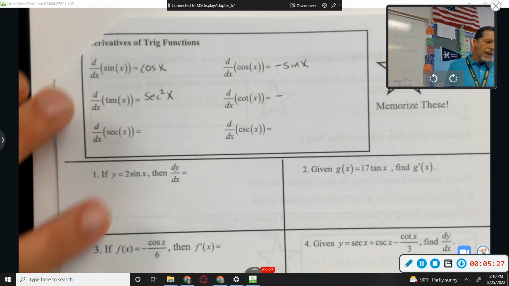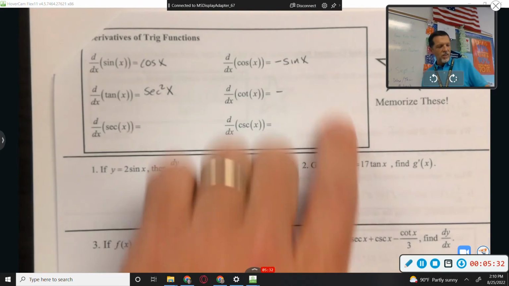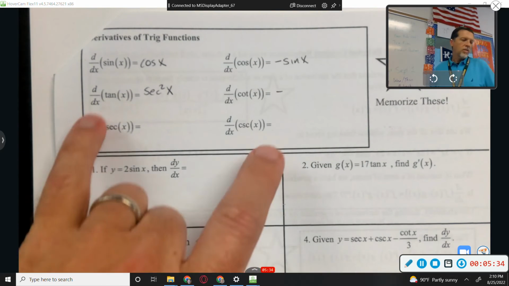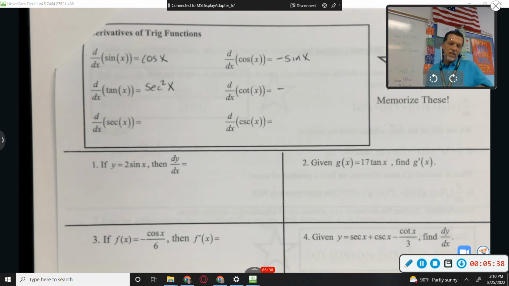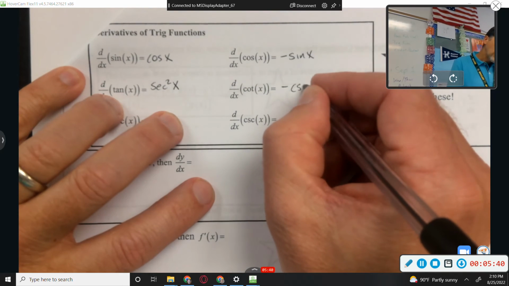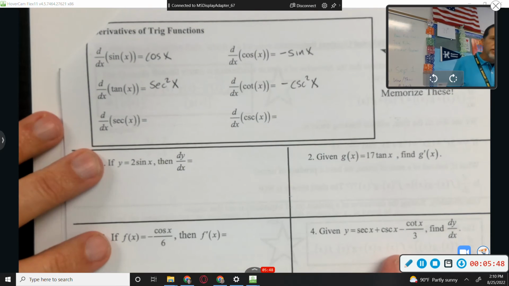Anybody want to guess if derivative of sine is cosine? Derivative of cosine is sine with a negative. Derivative of tangent, secant squared. Derivative of cotangent is negative cosecant squared. So there's a little bit of symmetry or pattern going on here.